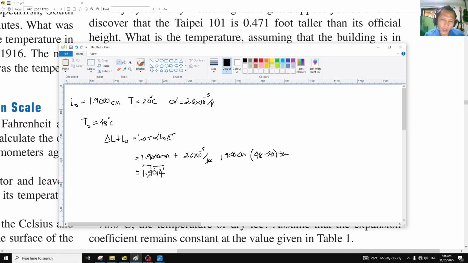So watch out. It may be better to give the change directly. But anyway, you have to compute. Usually we just compute the change, because the change would be 0.01383 something. That is delta L, which is 2.6 times 10 to the negative 5 times 1.9 times 48 minus 20.